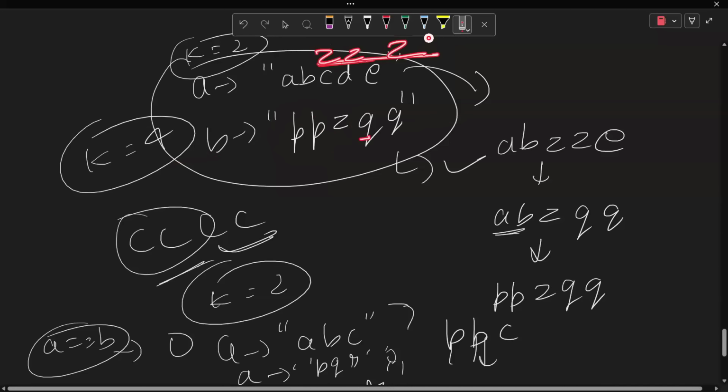Then I have to have a Q. So I would replace this thing with Q, Q, Q. Then I have to have a Q, so this would remain a Q.